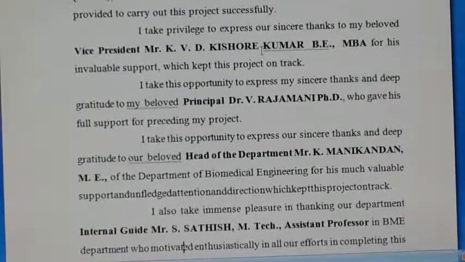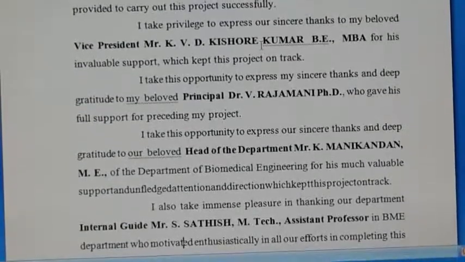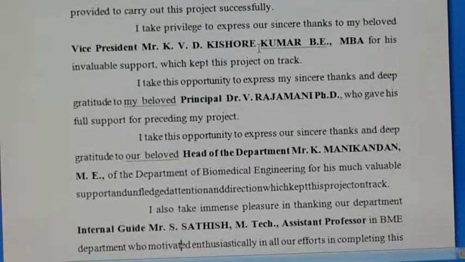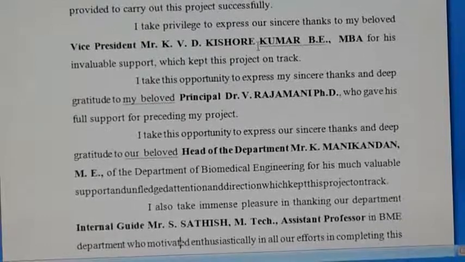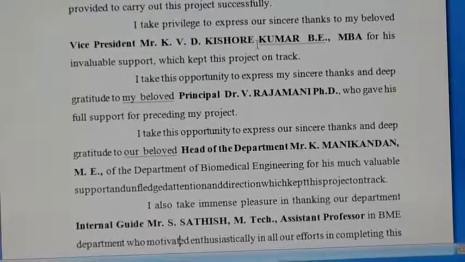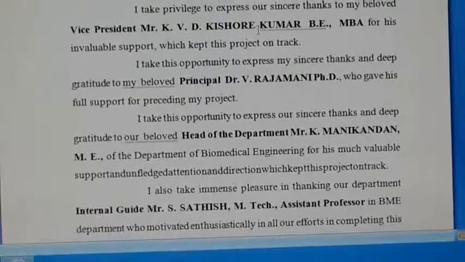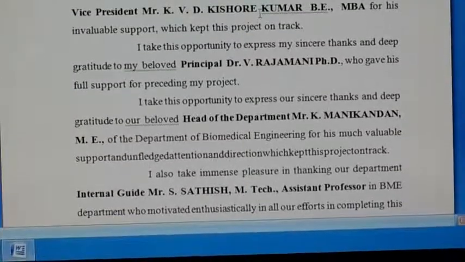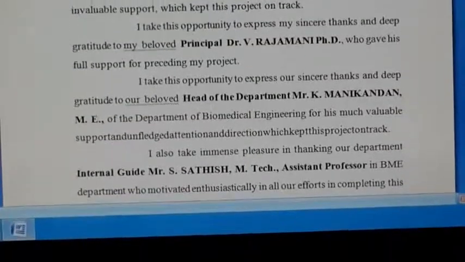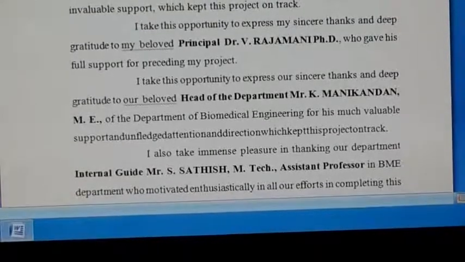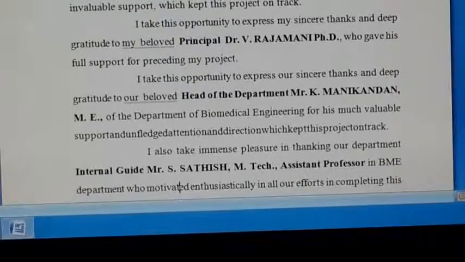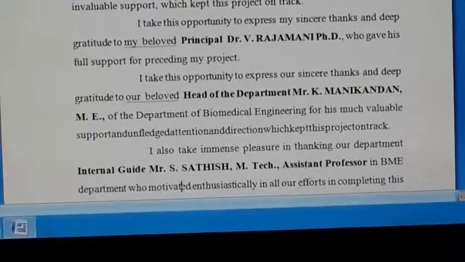We also thank our beloved Head of Department Mr. K. Manikandan of the Department of Biomedical Engineering for his valuable support and unfailing attention and direction which kept this project on track. I also take immense pleasure in thanking our department project coordinator and internal guide Mr. S. Satish, Assistant Professor in BME department, who motivated us enthusiastically in all our efforts in completing this project. We also thank our external guide Mr. Sujit Blessing for his valuable guidance. Thank you.